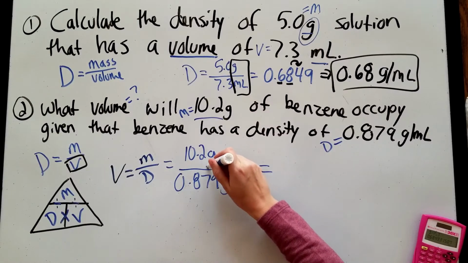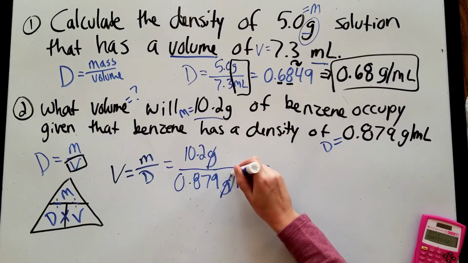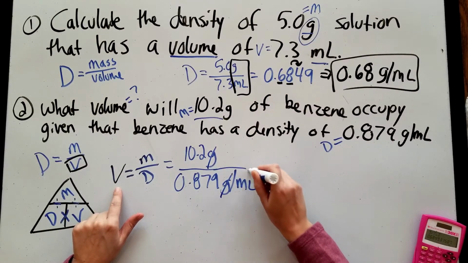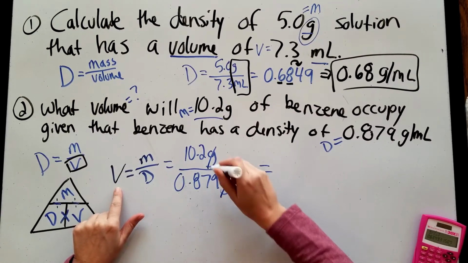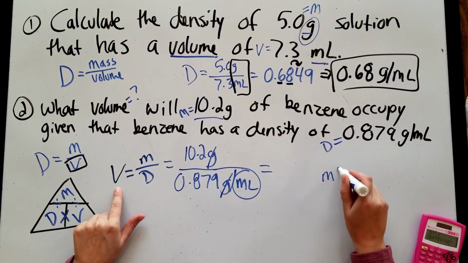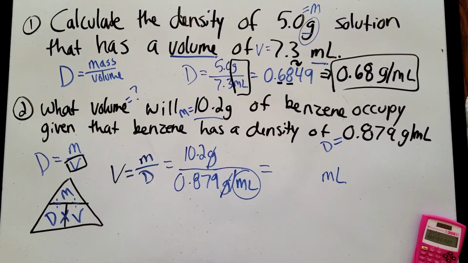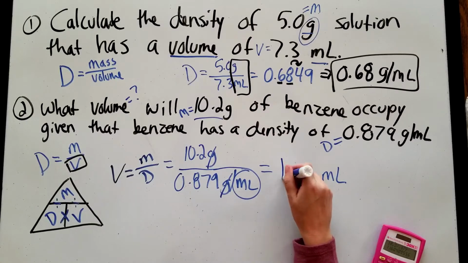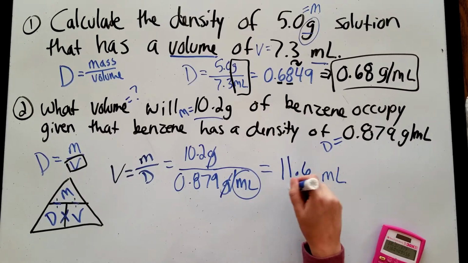Because I want my grams to cancel, because I'm solving for volume. Grams is not a unit on volume. Milliliters is the unit on volume. So I need my grams to cancel, leaving just milliliters. Now when I divide those out, notice each of those numbers has 3 sig figs, so I should have 3 significant figures in my answer. And I'm going to get 11.6 milliliters.